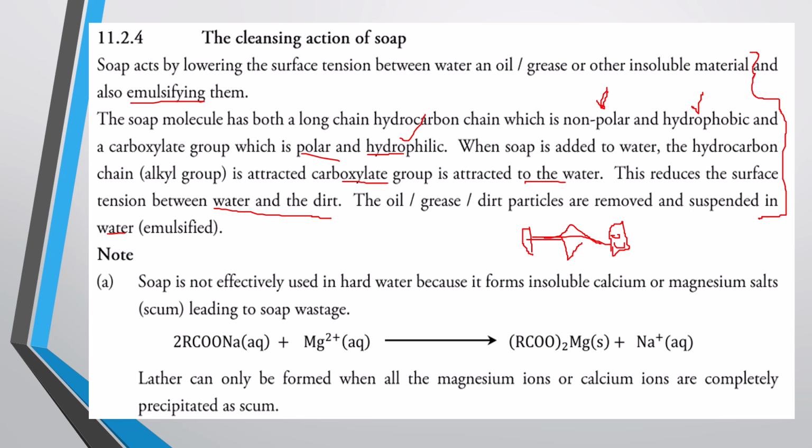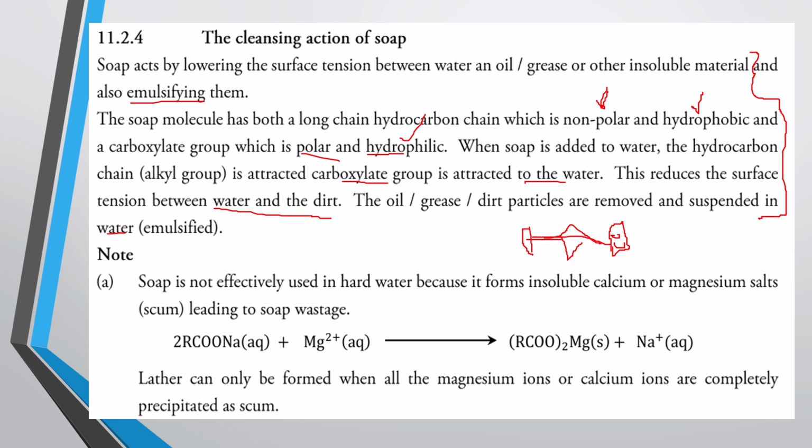It acts by lowering surface tension, whereby your hydrophobic long chain tail is attracted to the dirt, whereas the carboxylate group is attracted to the water, creating a loop that contracts, removing the dirt from the tissue into the water, and that process is called emulsification. What you should note is that the long hydrocarbon tail or chain is going to be non-polar and hydrophobic. Hydrophobic means water hating, whereas the carboxylate group is always polar and hydrophilic.